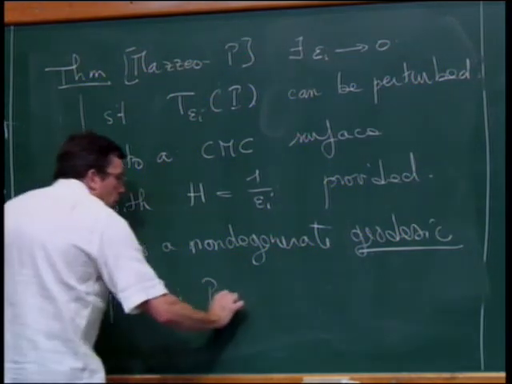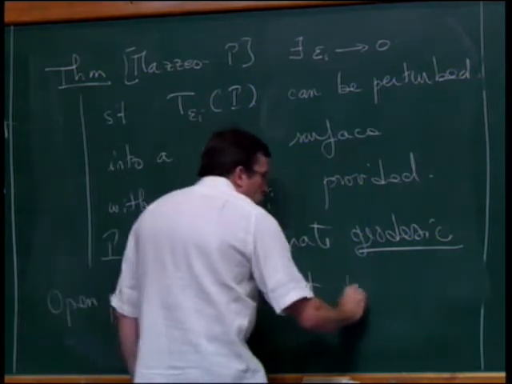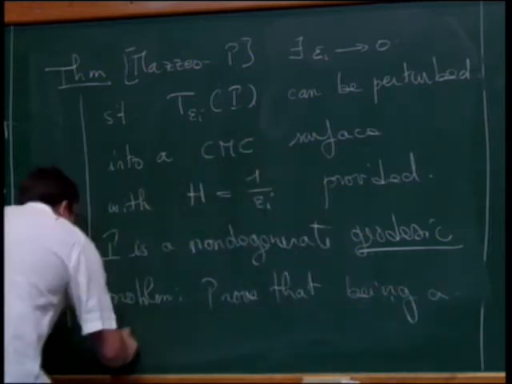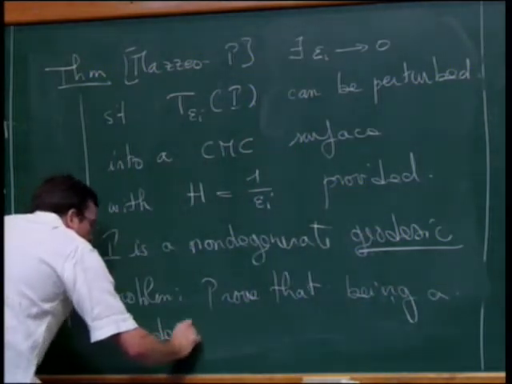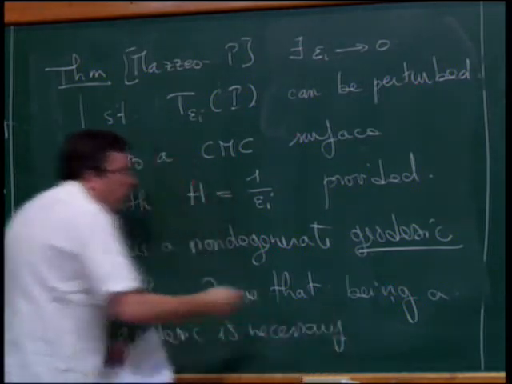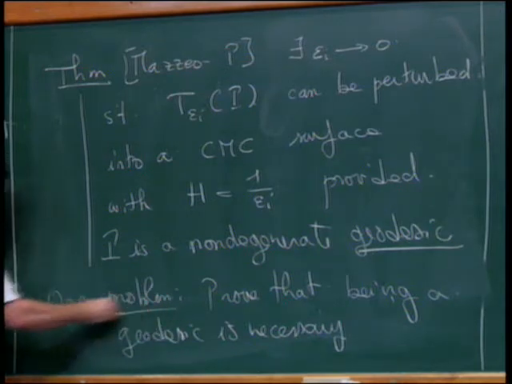to prove that being a geodesic is necessary, which means it's necessary to have constant mean curvature tubes around the curve with mean curvature tending to infinity. I have no idea how to prove this result.